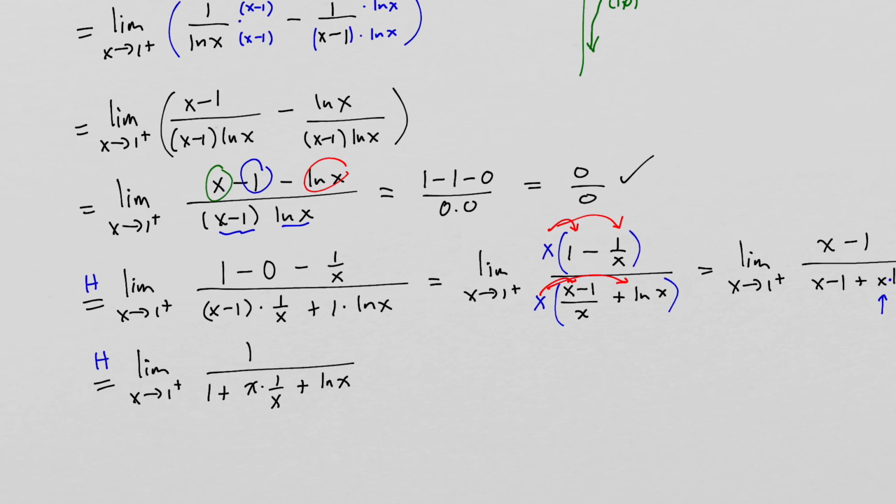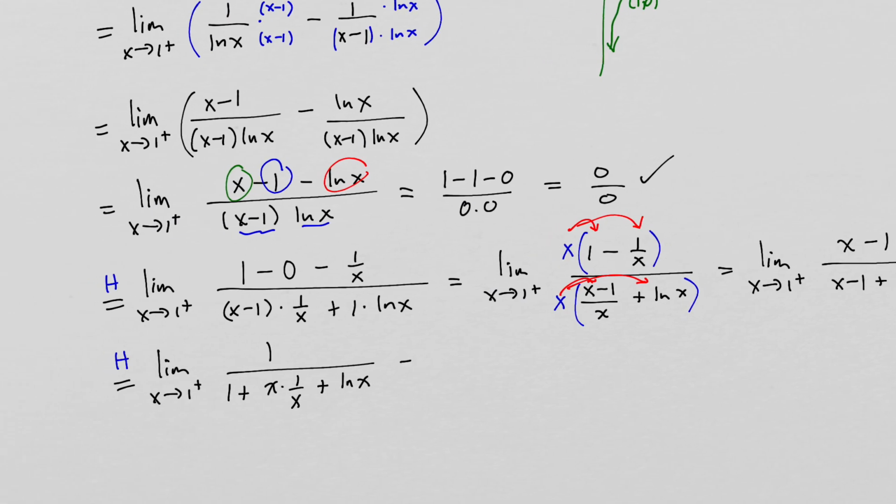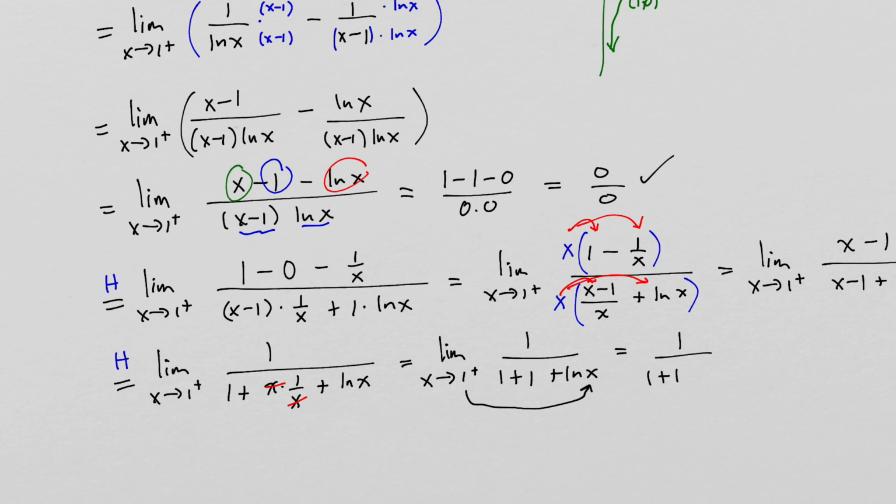And now we should be able to do this limit. It's not going to be a L'Hopital again because we can see the numerator is already 1. And in the denominator, we have 1 plus 1 plus the natural log of x. And as x approaches 1, the natural log of 1 is 0, so we get 1 divided by 1 plus 0, which is 1/2.